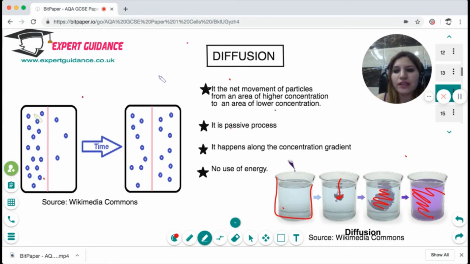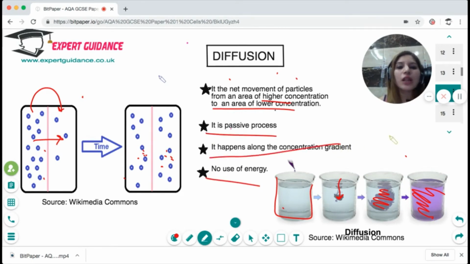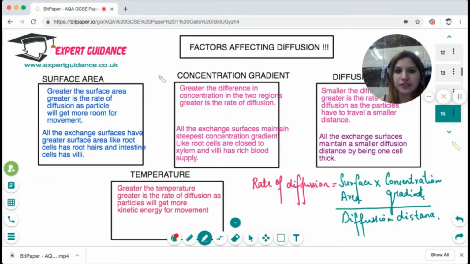You can see this with this example. There are more particles on the left side as compared to the right side. So with time the particles move from the left side towards the right side until the concentration of the particles is equal on both sides. This phenomenon is diffusion. Now, if it comes in the exam, how will you define diffusion? You will say it is the net movement of particles from an area of higher concentration to an area of lower concentration. It is a passive process, so it does not require energy as the particles move along the concentration gradient. Now, what are the factors that affect diffusion?